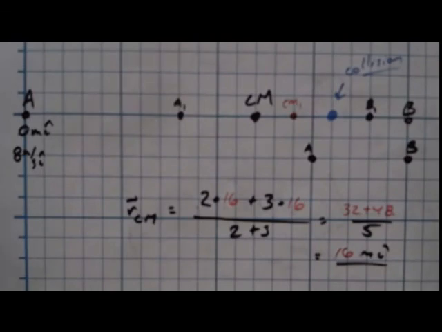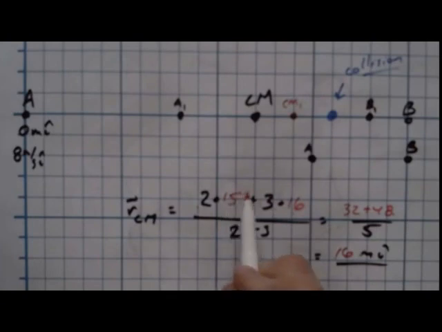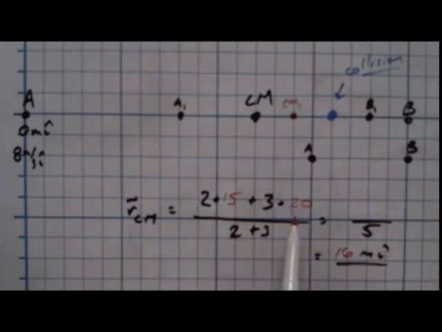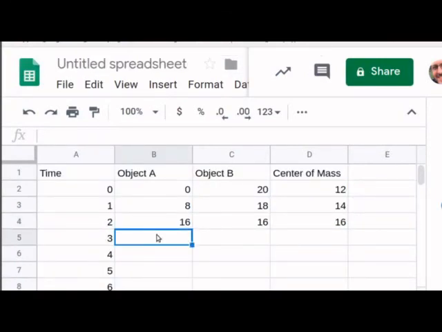Okay, where is the center of mass? So we've got object A is now at position 15. Object B is now at position 20. That adds up to 30 plus 60. So 30 plus 60 is 90. 90 divided by 5 is 18. Let's put that in the table showing where the objects are. Over here. So object A moved backwards by 1 to 15. Object B moved forward by 4 to 20. And the center of mass is now at 18.